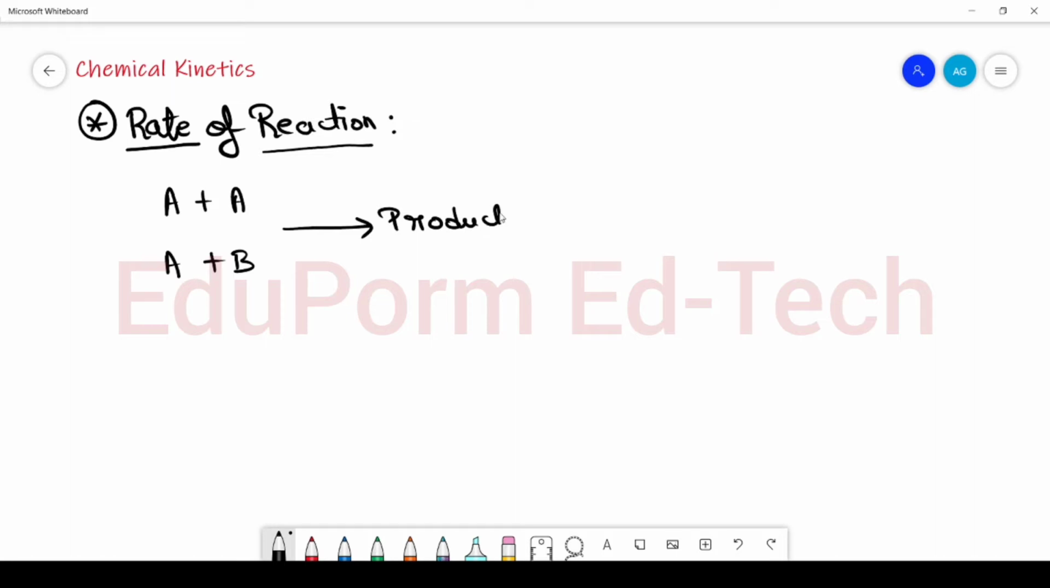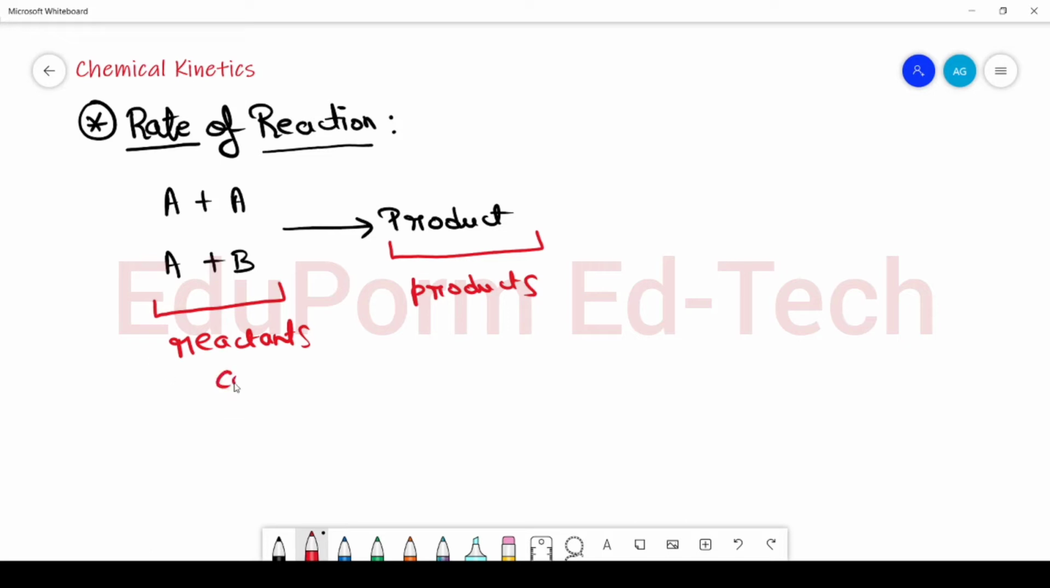And in any chemical reaction, on the left hand side we write species which are called as reactant, while on the right hand side we write the species called as products. In any chemical reaction, the concentration of reactants always decrease, whereas the concentration of product always increase with respect to time. That means as time move on, the reactants decreases and the product increases.